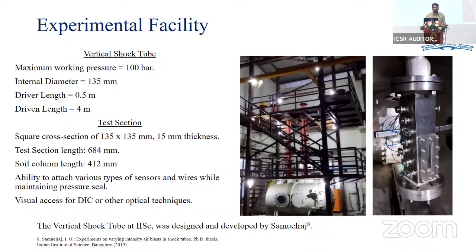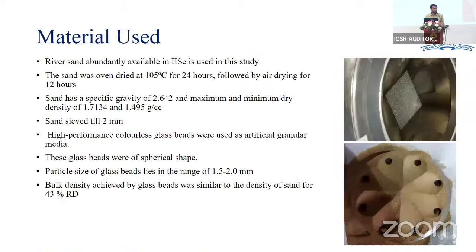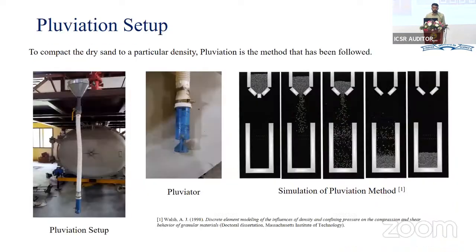Experimentally, we found out that the bulk density of the glass beads, no matter how we pour them into the column, came out quite similar to the 43% RD density of the sand, which was 1.63 gram per cc. So to compact the sand to that particular density, we used a method called pluviation.